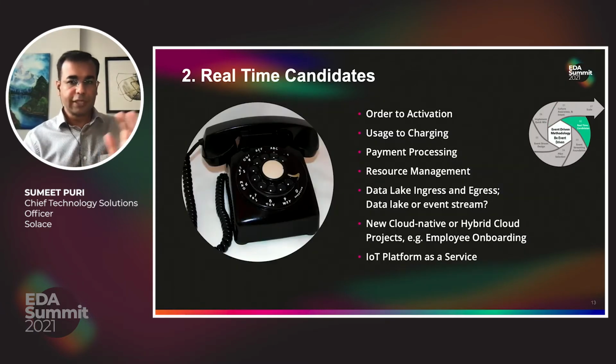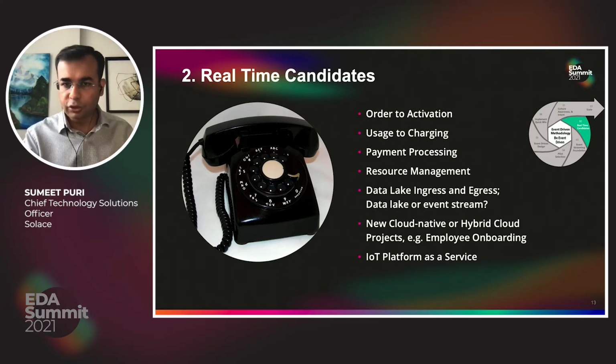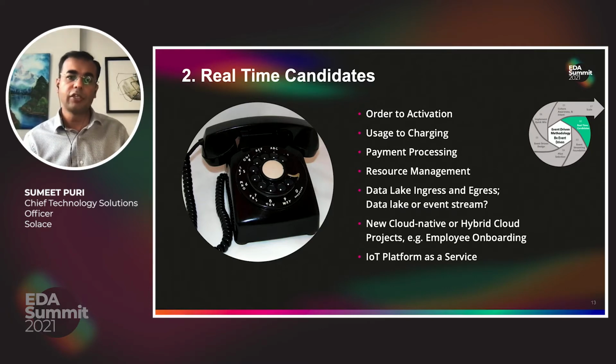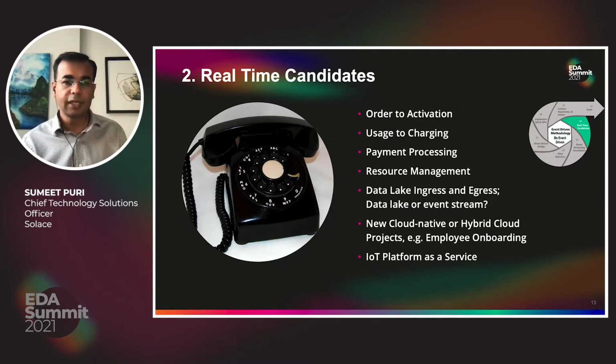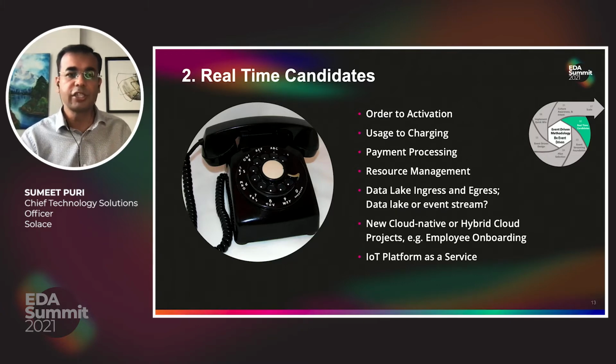Step number 2, once you've oriented yourself towards event-driven thinking, which project should you get started with? As per the methodology, we identify some real-time candidates. You can interview stakeholders, you can interview your PMO office and ask what are the in-flight projects that are going on, and make a list of them. Or what are the pain points in the organization which need to be solved?